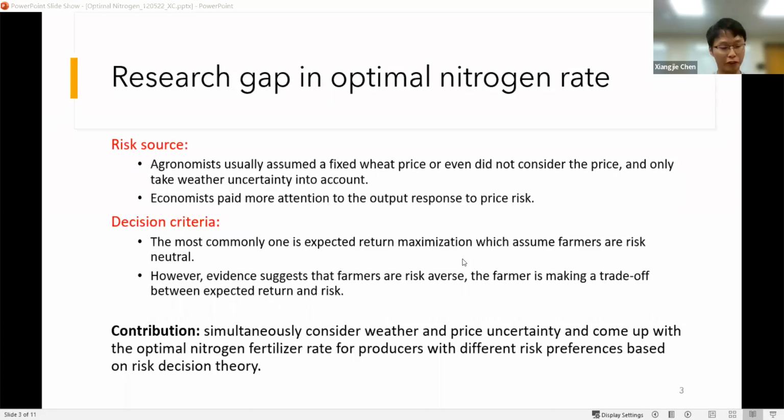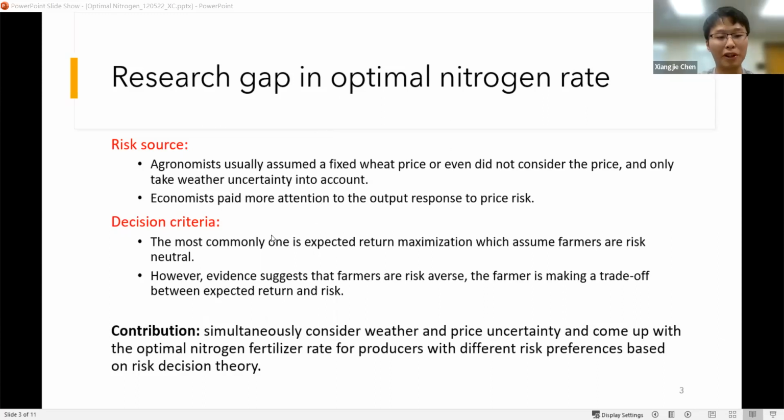But obviously, there is a research gap in past studies. When past studies consider the risk source, in the agronomy field they usually consider a fixed wheat price, or even don't consider the price, to get a nitrogen recommendation based on maximizing yield. Agronomists usually just take the weather uncertainty into account, but economists usually pay more attention to the price risk rather than the yield risk from weather uncertainty. So there is a need for a combination of both the weather and the price uncertainty to decide our optimal nitrogen rate.